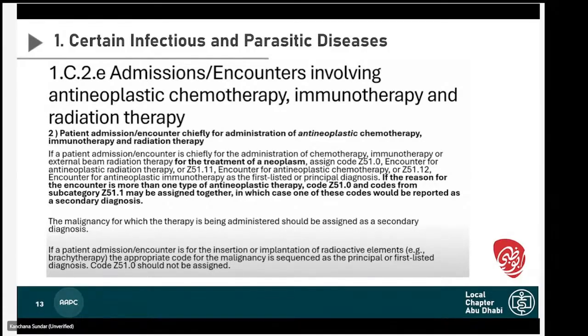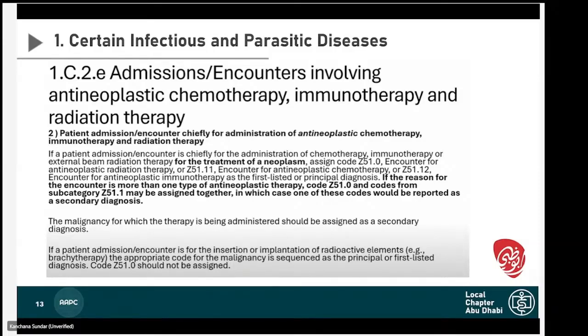Here the anti-neoplastic chemotherapy, immunotherapy, and radiation therapy guideline has been changed, where the verbiage alone is changed and not the intent, where we still have an opportunity to code both anti-neoplastic chemotherapy and immunotherapy and radiation therapy. And the sequencing doesn't matter, because of which is being given. If all the 3 are given, code all the 3, and either can be sequenced as the encounter of the visit. That is what has been mentioned in this guideline.